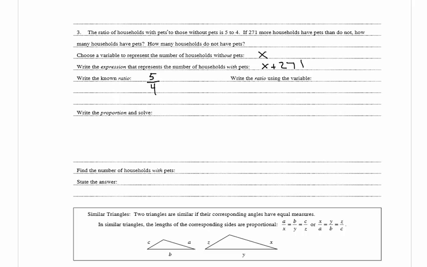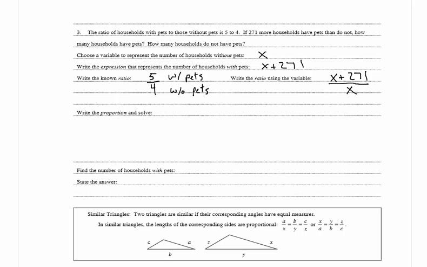And it says the ratio of households with pets to those without. So we have with pets in the numerator and without pets in the denominator. So we need to be consistent. So now we want to write the ratio using the variable. And so we want households with pets in the numerator, and that was represented by x plus 271. And then we're going to have x in the denominator.